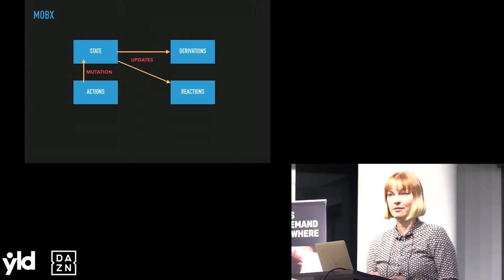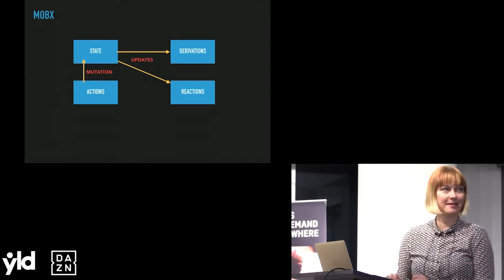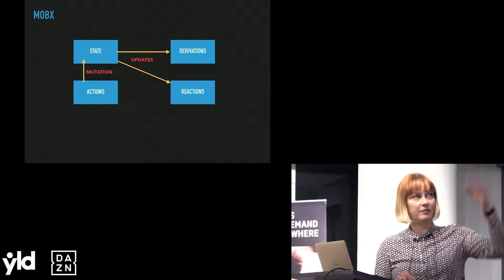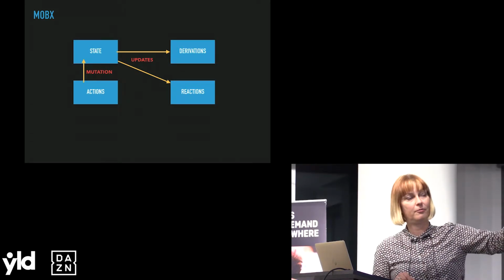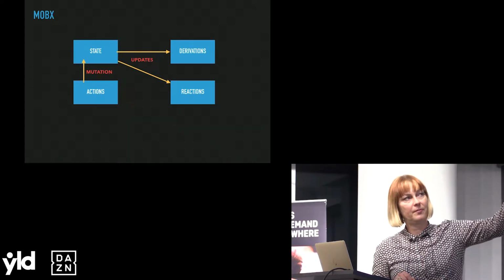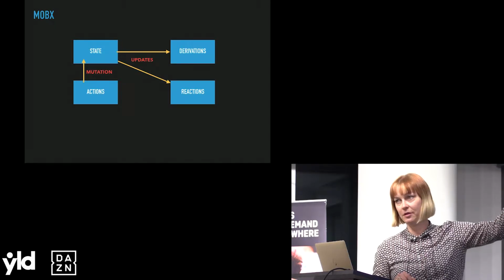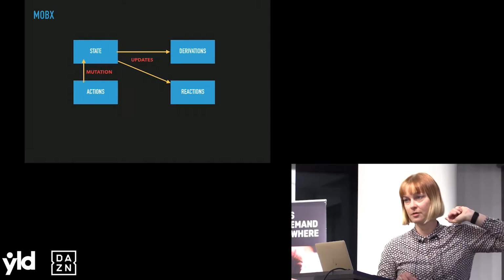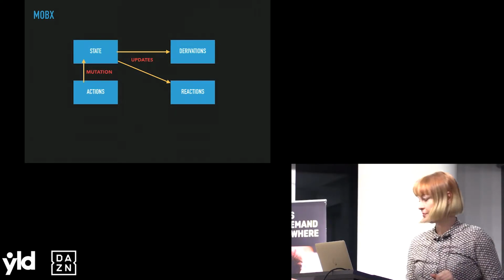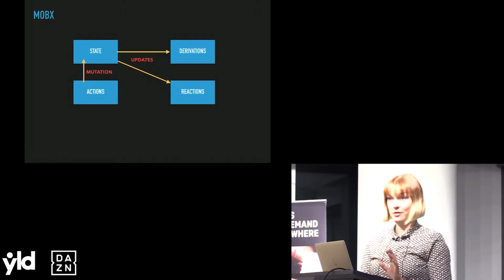Graphically, it looks like this. It's very simple, I think. As you see, we have a state model, and for example an action modifies or mutates our state. The update goes automatically into derivations and into reactions, so our components update on a state change. Very soon it's going to be much clearer.